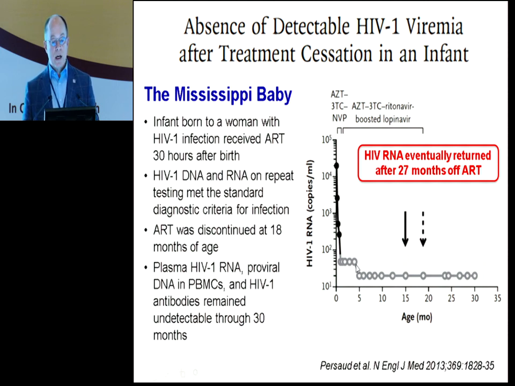And so this is the regimen that the baby received, and you can see here this long duration of suppression. You can see plasma viral load, proviral DNA in PBMCs and HIV antibodies remain undetectable through 30 months, but eventually, after this article was published in the New England Journal of Medicine, the baby did become HIV RNA detectable after 27 months off of antiretroviral therapy. So quite a long time, but not a cure.